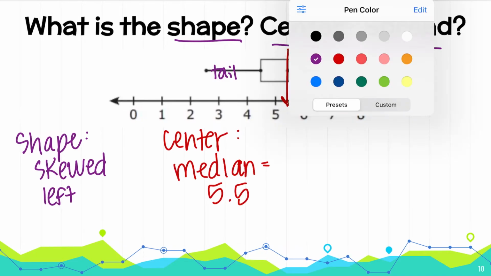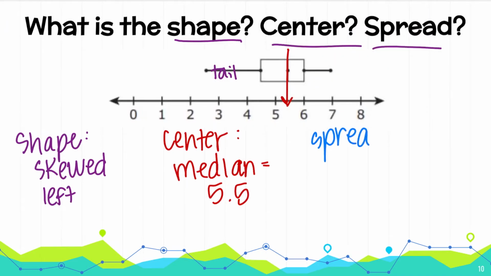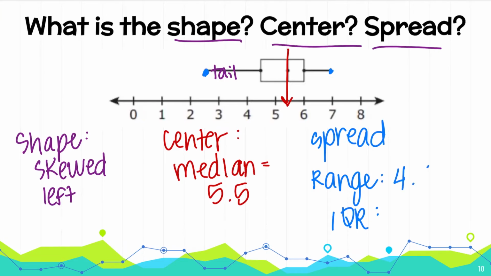And for spread, we can find our range and our interquartile range. For my range, my maximum was at a 7 and my minimum was at a 2.5. So my spread is actually 4.5 for range. And then my interquartile range, which is the range of my box, or the distance between my third quartile and my first quartile, is the difference between 6 and 4.5, which is 1.5.